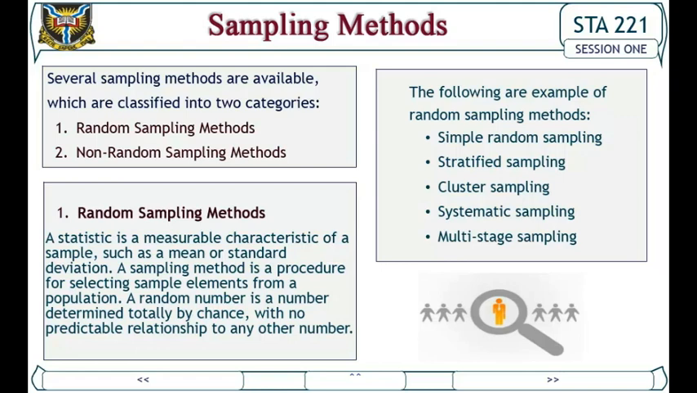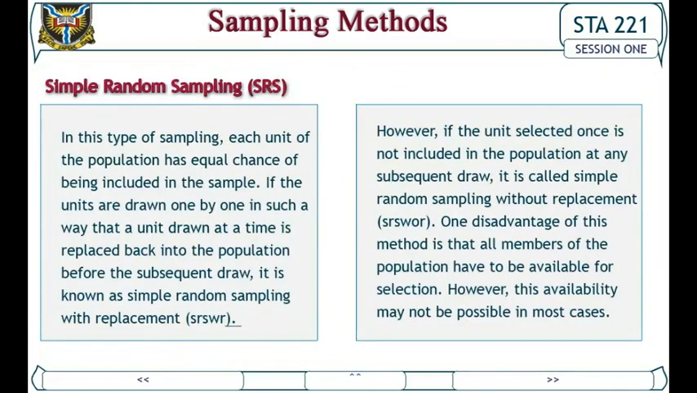A statistic is a measurable characteristic of a sample, such as a mean or standard deviation. A sampling method is a procedure for selecting sample elements from a population. A random number is a number determined totally by chance with no predictable relationship to any other number. The following are examples of random sampling methods: simple random sampling, stratified sampling, cluster sampling, systematic sampling, multi-stage sampling. Simple random sampling (SRS).